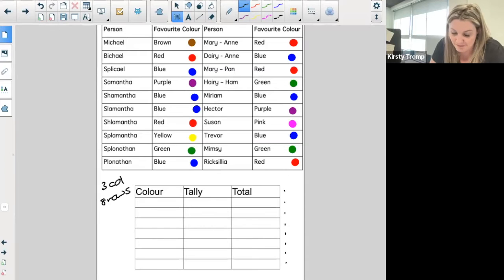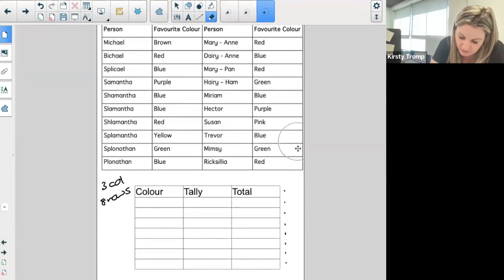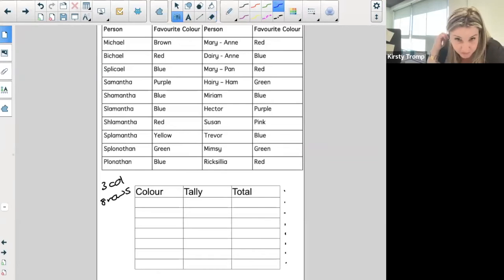Okay. All right. So to do this one, I'm going to go take off all the colors quickly here. I could have left them on, but I'm going to take them off. The first color I'm starting with is brown. Now guys, when I do a tally table, what I need to have is this table completed.